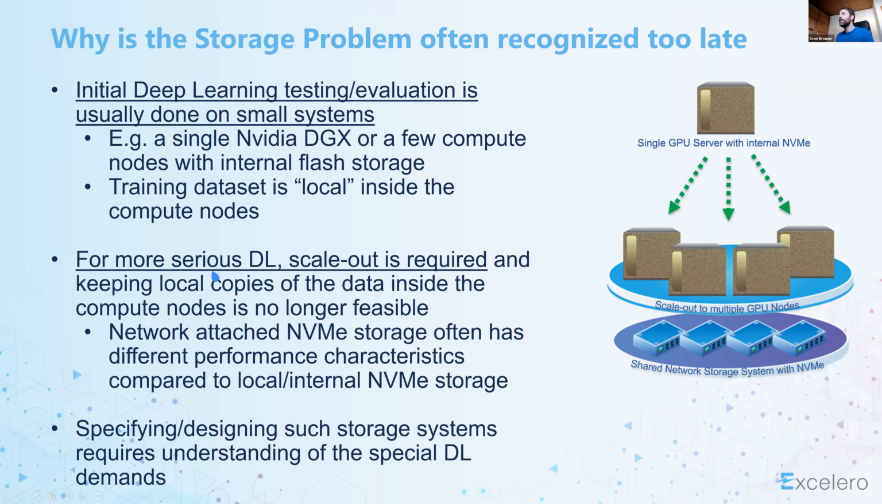But then when you want to do some serious deep learning, you start to need the scale out and the shared external storage. And then that's when you recognize that the classic storage system is not really suitable for these high IOPS demands that come with deep learning training. And that's when you typically only start to notice the problem. So it's important to understand the problem upfront and then just be prepared for the new kind of access patterns that you will have here.